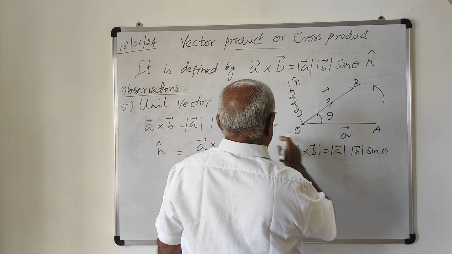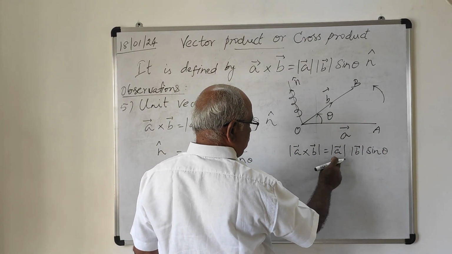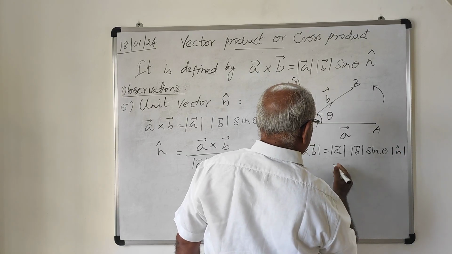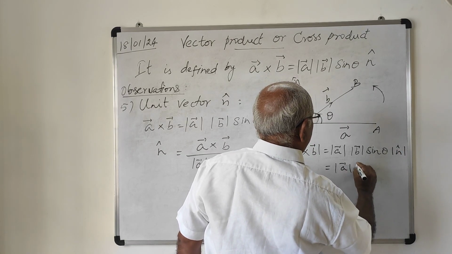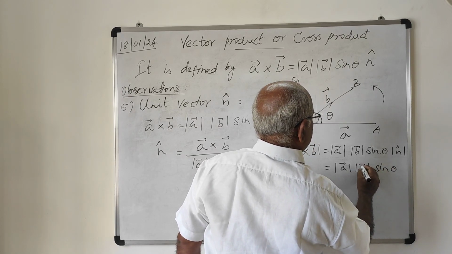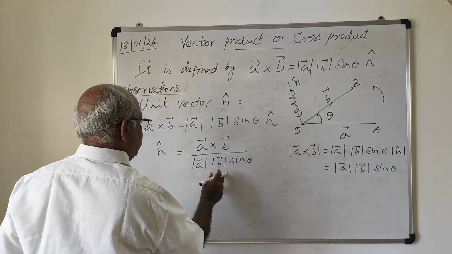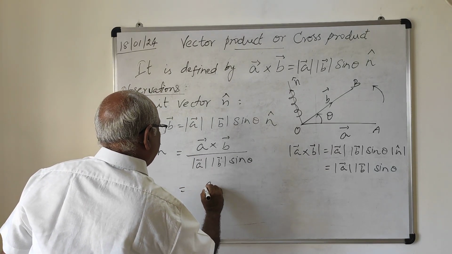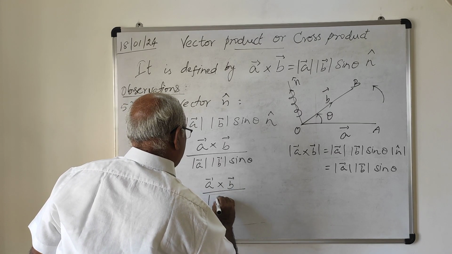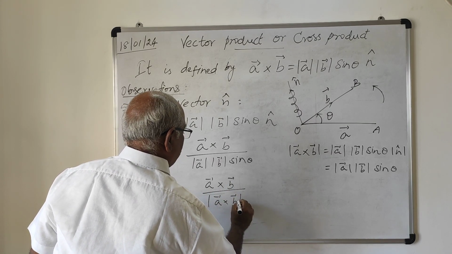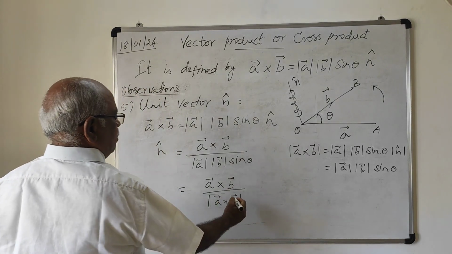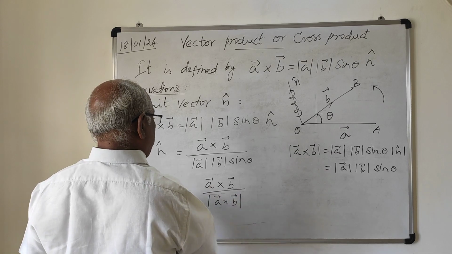Already in the previous steps I told you mod of A cross B is mod A mod B sin theta into mod of n cap, that is 1. Therefore, you just write mod A mod B sin theta, which is what? Mod of A cross B. Therefore, this step can be replaced by A cross B by mod of A cross B. This is unit vector n cap. The formula for unit vector n cap is A cross B by mod of A cross B.